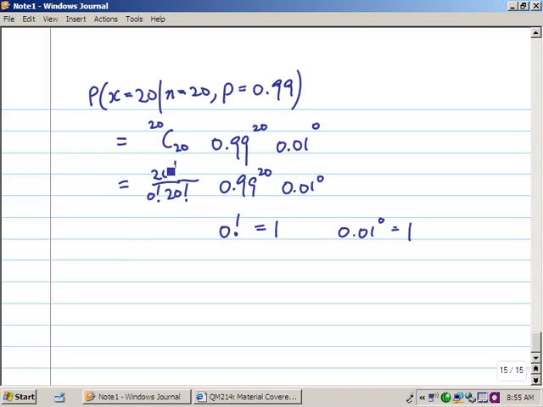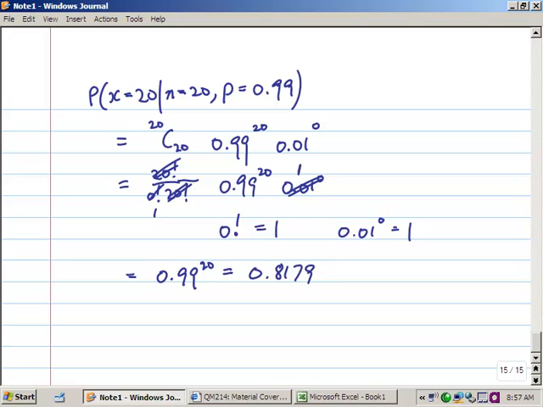So this actually turns out easy. 0 factorial is just 1. The 20 factorial cancels the 20 factorial. The 0.01 to the 0 power, doesn't matter what it is, to the 0 power is a 1, so we're left with 0.99 to the 20th power. Let me pull out my calculator. And that is 0.8179.